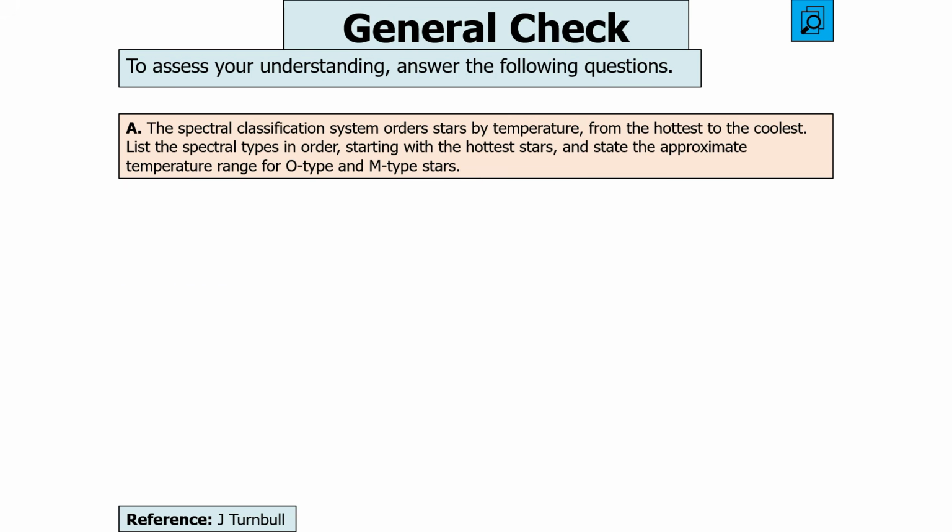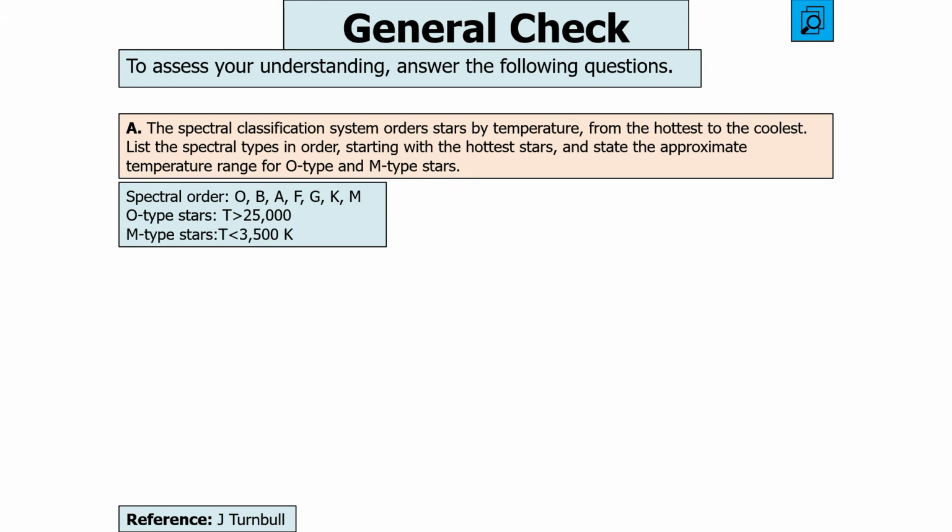The spectral class system orders stars by temperature from the hottest to the coolest. List the spectral types in order, starting with the hottest stars, and state the approximate temperatures for O and M type stars. So the spectral order is O, B, A, F, G, K and M. O type stars have a temperature above 25,000 Kelvin, whilst M type stars are below 3,500 Kelvin.